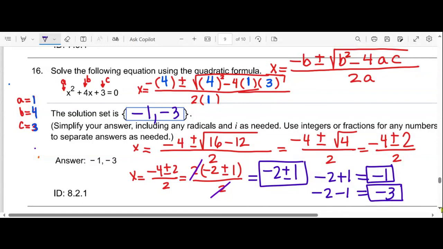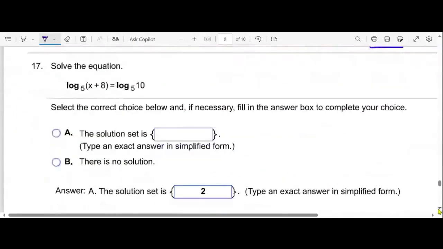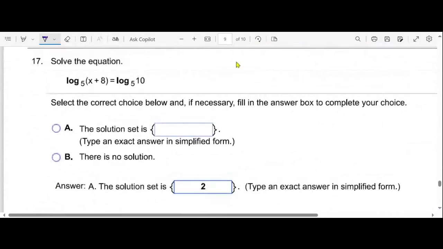Let's go to the next one. Okay, read 17. Solve the equation. Log of 5, x plus 8 equals log 5. Okay, so here I have the same log. If you have the same log, they cancel each other. And what you end up with is x plus 8 equals what? 10.